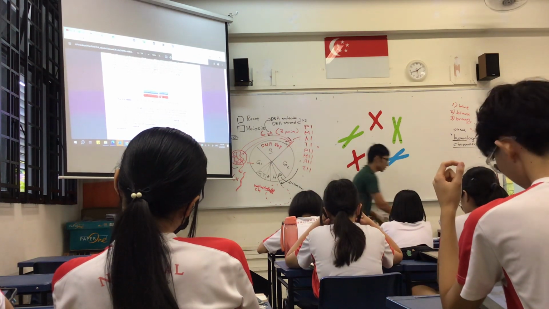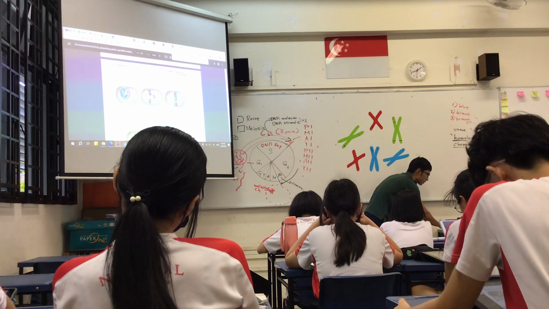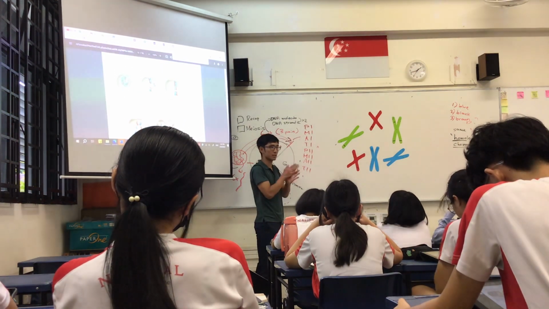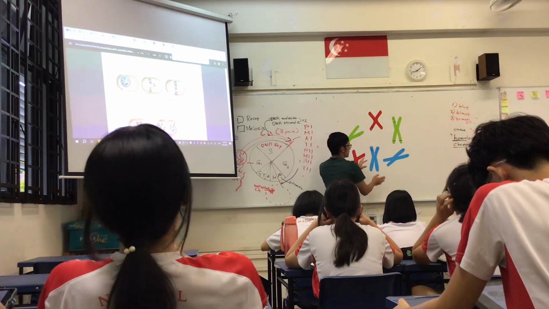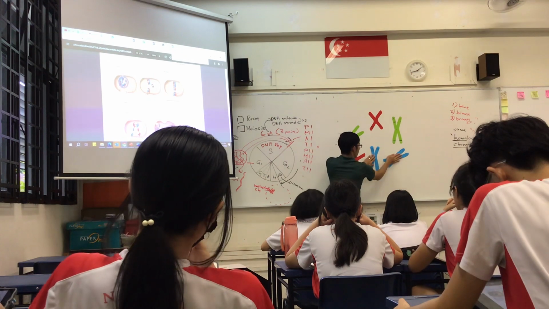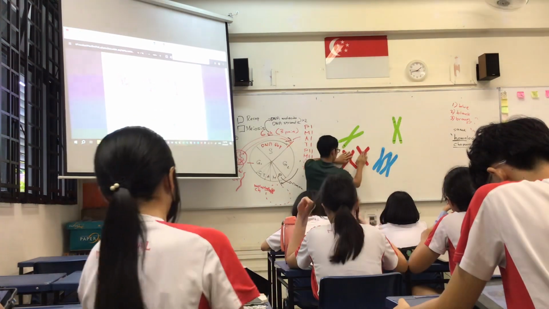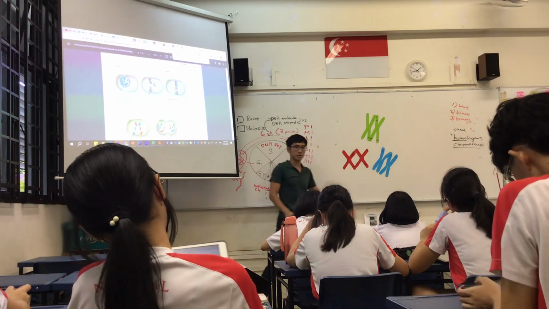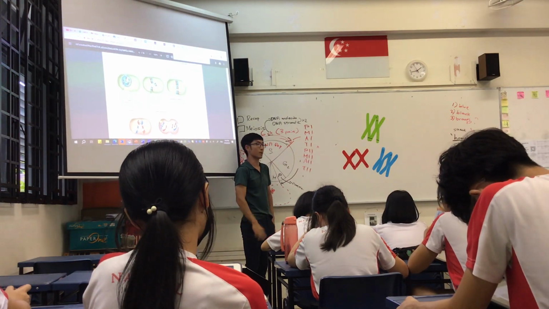If you read your textbook, it says that something interesting happens at prophase 1 for meiosis. And what is that special thing that happens? For the first time, you will observe that if they are homologous, they will pair up. Okay, this is in prophase 1. Homologous chromosomes will pair up for the first time ever.